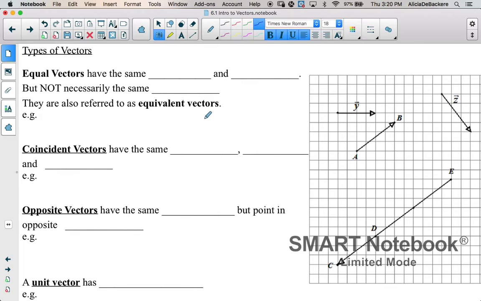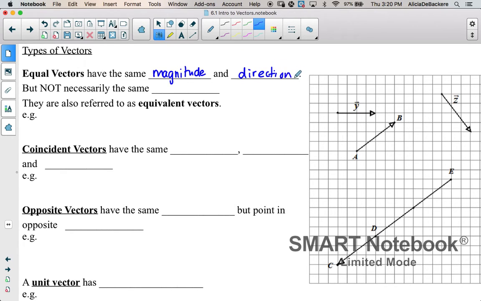All right, so types of vectors. One term that we're going to talk about are equal vectors. Now, equal vectors have the same magnitude, so that means the same length, and the same direction, so the same angle, but not necessarily the same position, which means they might not be on top of each other. Sometimes we call these equal vectors and sometimes equivalent vectors, same idea.